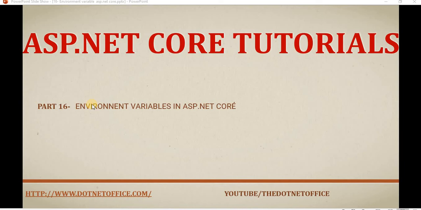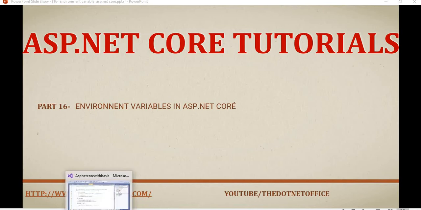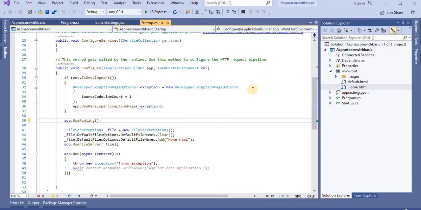In this video, we will see what an environment variable is in ASP.NET Core and how we configure environment variables in an ASP.NET Core application. Before proceeding with this tutorial, I recommend you watch part 15 of this tutorial series to understand better. So let's go to Visual Studio, and this is the application which we have been working on in past tutorials.